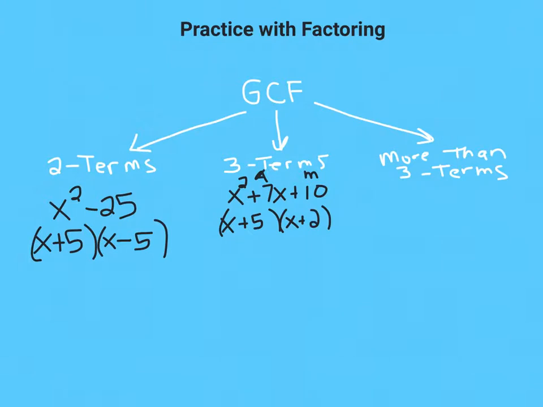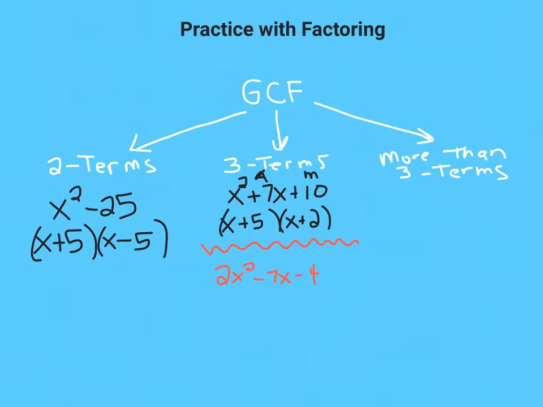Okay, now I'm going to put a little barrier line there. Let's say, for example, we had a trinomial with three terms, just like this. Okay, that's what a trinomial is. But this time, let's say our leading coefficient wasn't a 1. So, for example, let's say we have 2x squared minus 7x minus 4.